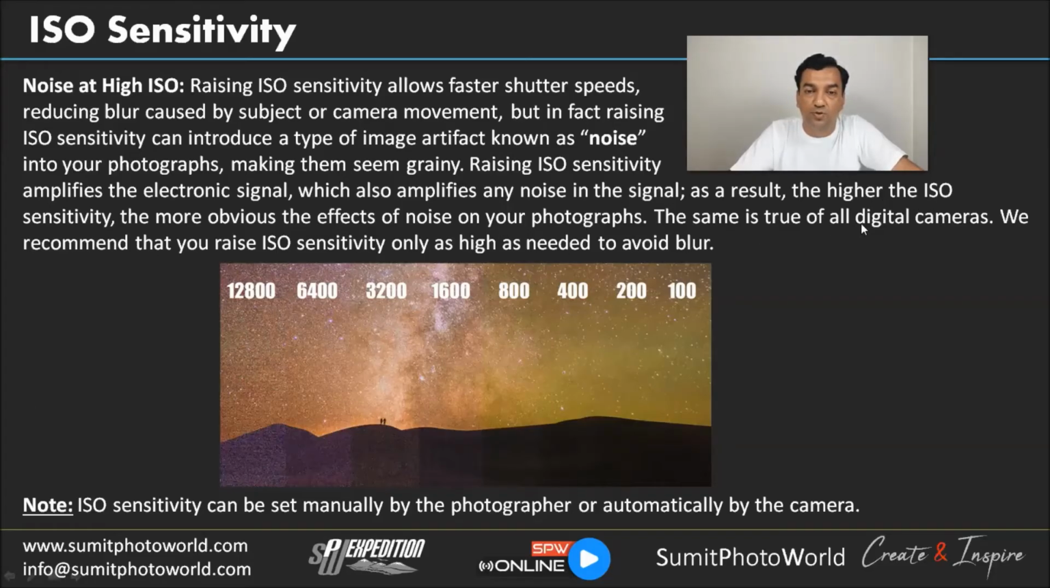The same is true for all digital cameras. We recommend that you raise ISO sensitivity only as high as needed to avoid blur. So again, it is only advised to use high ISO at the level where you can use your camera handheld. If you don't have a tripod, you have to use your camera at a shutter speed that allows you to shoot handheld. So it's a very simple technique.